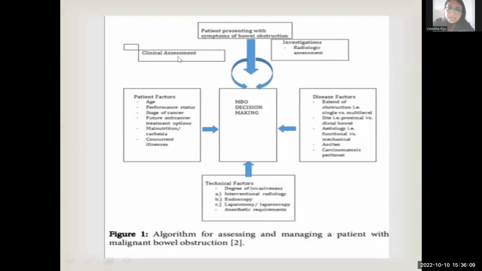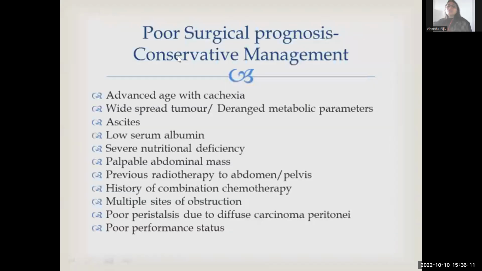So like we were saying, there are some poor surgical prognosis factors. If your patient has an advanced age like 90 years, is severely cachectic, has a very advanced tumor, or deranged metabolic parameters like very low sodium, very low potassium, very low calcium or high calcium, ascites, very low albumin levels. Those with low albumin levels have a poor prognosis.